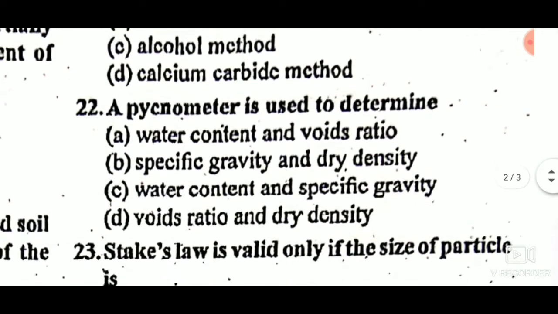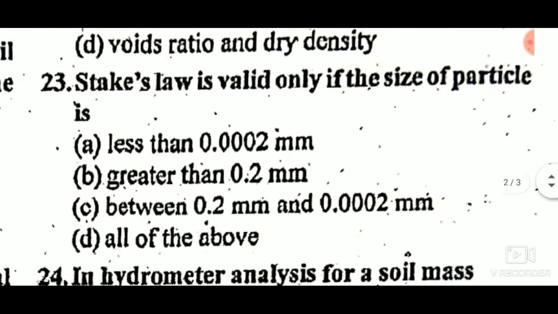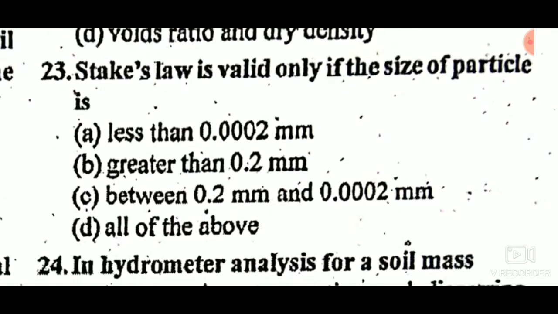Next question, a pycnometer is used to determine. Usually pycnometer is used to determine specific gravity and water content. So option C is the correct answer. Next question, Stokes law is valid only if the size of particle is. Here option C is correct, between 0.2 mm and 0.0002 mm. The maximum size is 0.2 mm and minimum size is 0.0002 mm. So option C is correct.